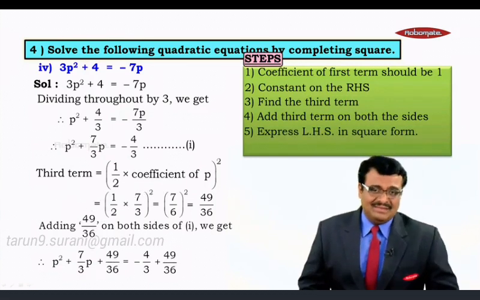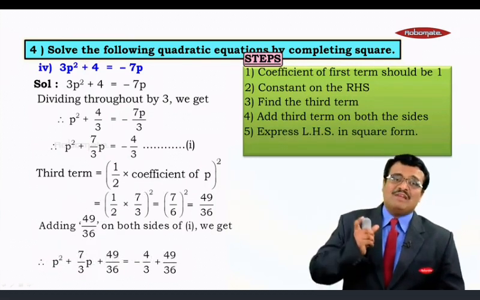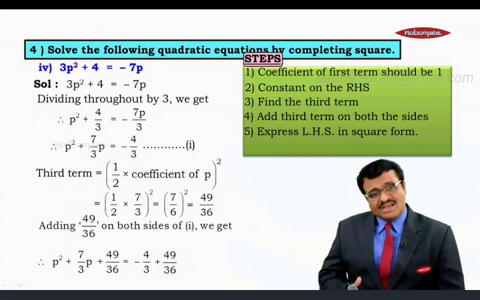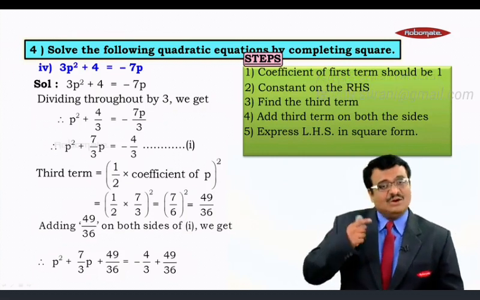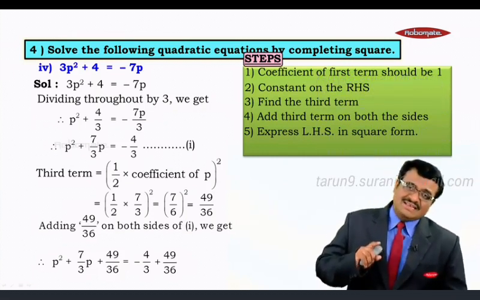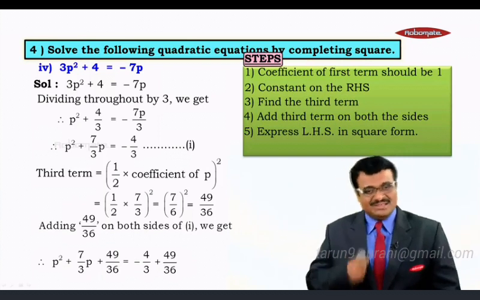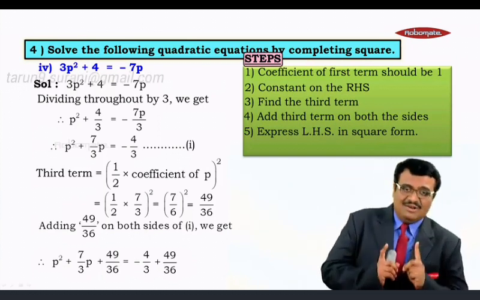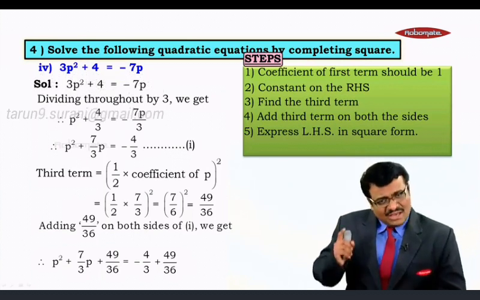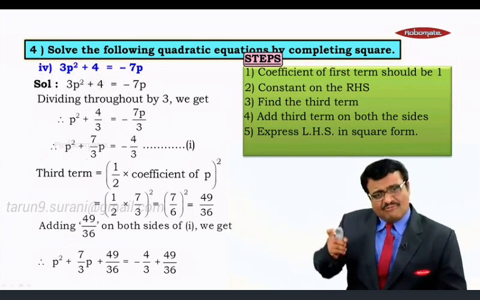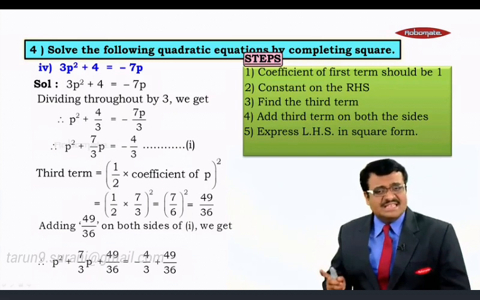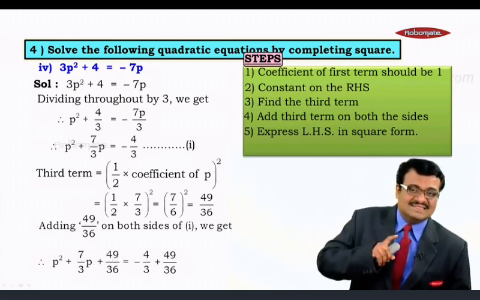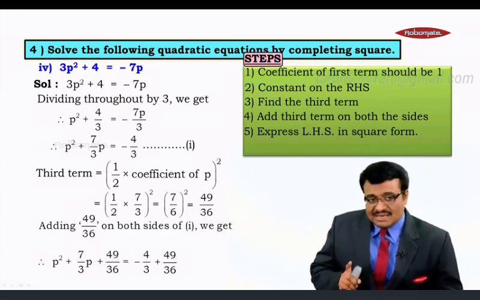Now what is the fifth step? Express the LHS in the square form. Square form means either you have to express it as a plus b the whole square or a minus b the whole square, depending upon the sign. And at the same time, you have to take the LCM on the RHS also. Now, can you see the RHS, 4 upon 3 and 49 upon 36? What is the LCM of 3 and 36? It is 36. So let us make both of them 36.